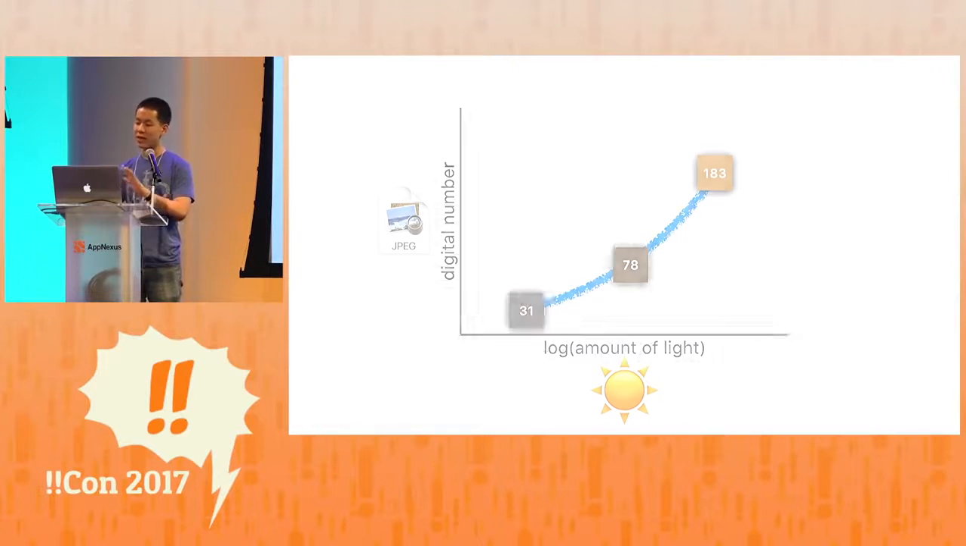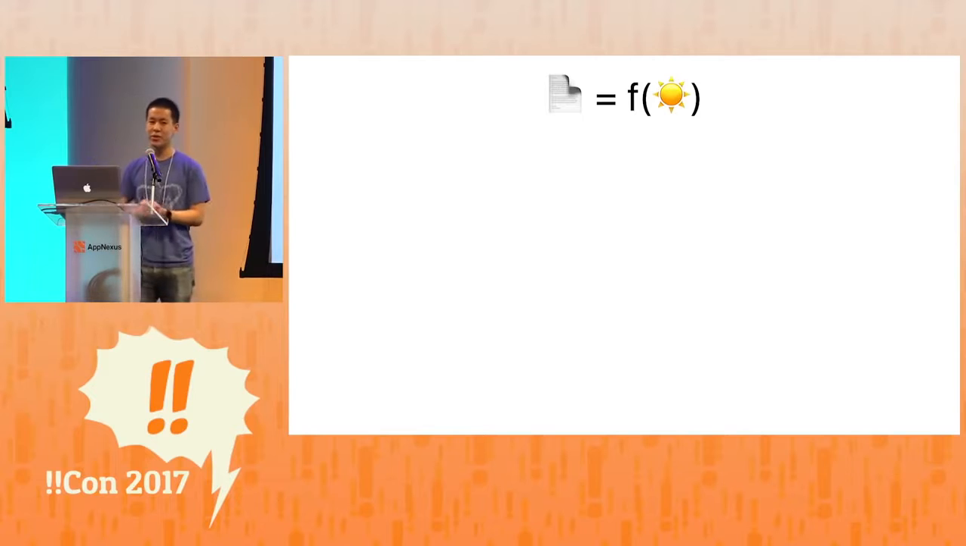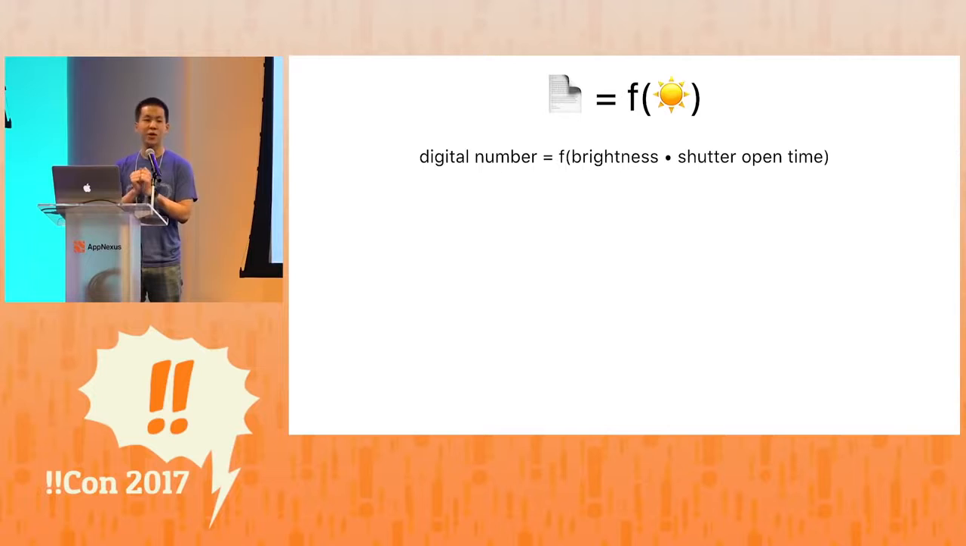Okay, so now let's write all this down using math. So of course we know there's some function that we don't know, and it takes in the amount of light and gives us a number that we can store in our digital files. And we also know that the amount of light is just the brightness multiplied by how long we let the shutter stay open. So now I'll just give these some letters. And this function f doesn't actually do what we want, right? It takes in light and gives us a digital number. But in this case, we already have our digital files with our digital numbers. So we actually want to go the other way.